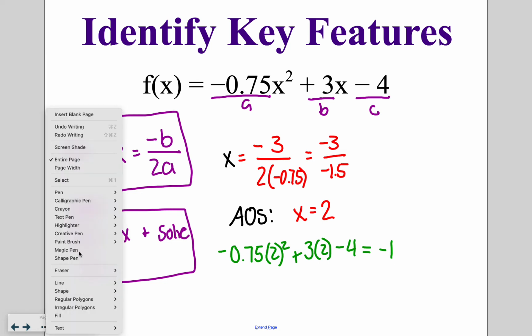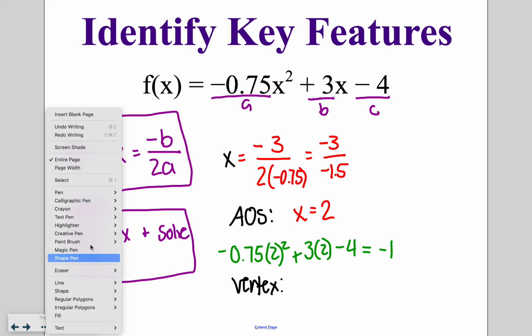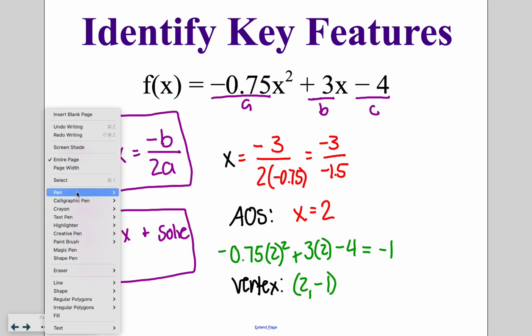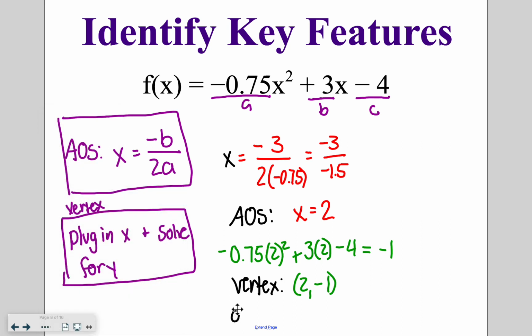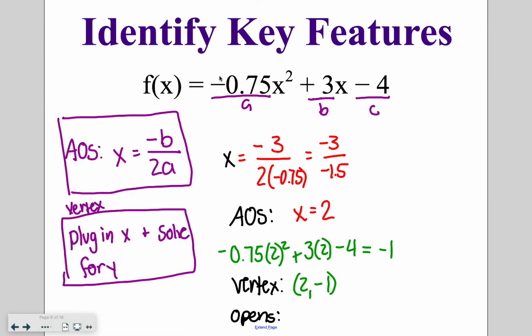This means now that your vertex is located at the x value that you calculated for the axis of symmetry, so at 2, and then your y value is negative 1. The last piece that we look at is what direction that it opens. And just like when it is written in vertex form, we come all the way back to the beginning of the equation. Since it is a negative number in the front, that tells us that it is opening down.